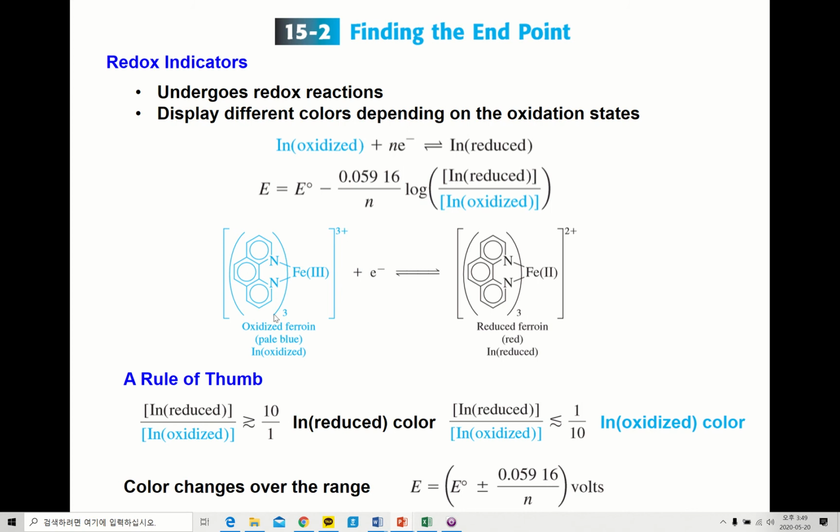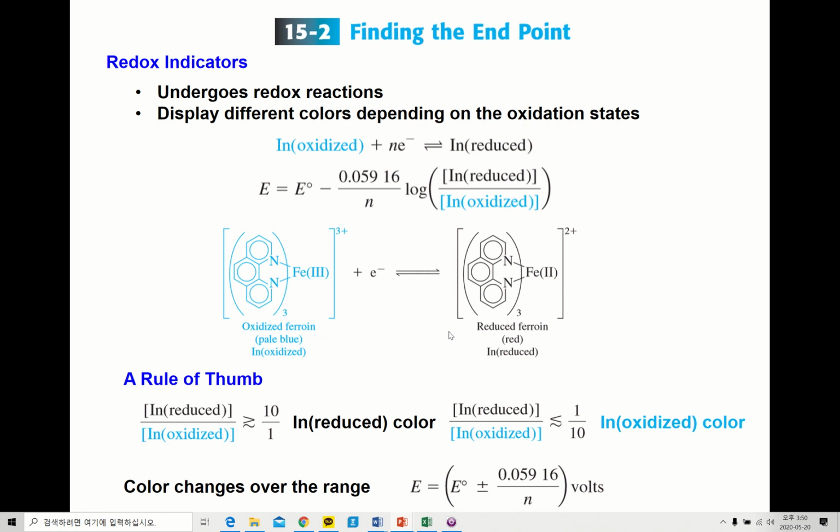For example, when the concentration of this reduced form is more than 10 times that of the oxidized form, the color is dominated by this one, so the solution color is red. But when the oxidized form concentration is 10 times or more higher than the reduced form, the color is pale blue. But what about in between? When the ratio is between 0.1 and 10, an intermediate color will appear.